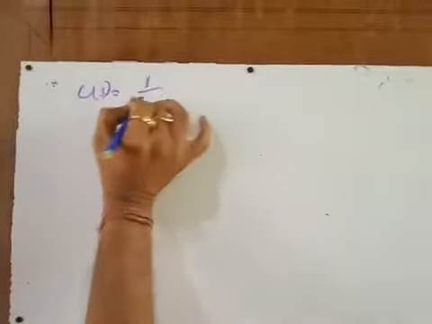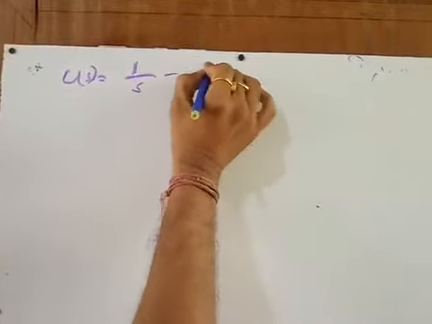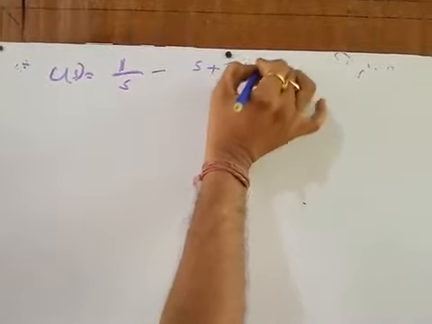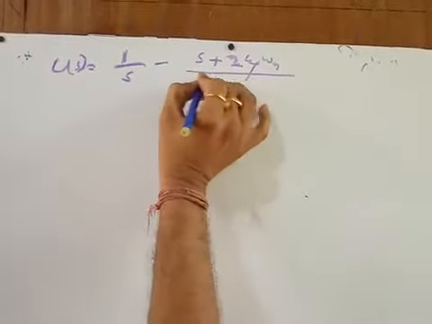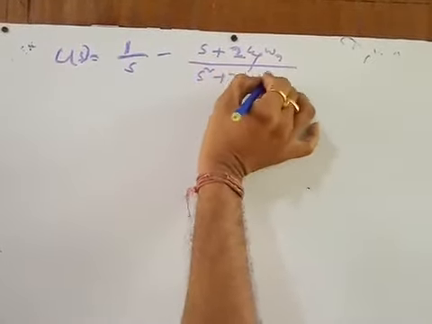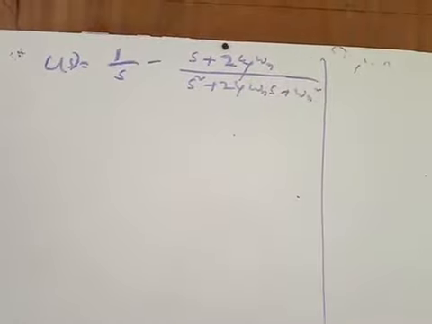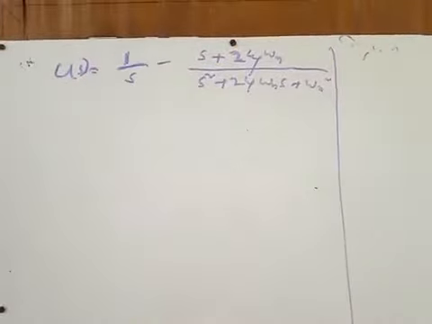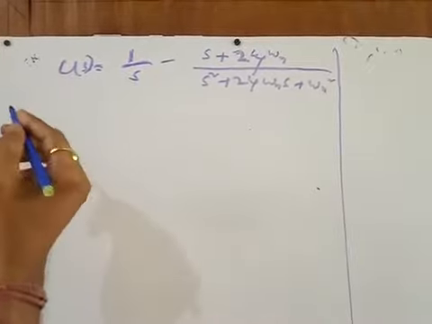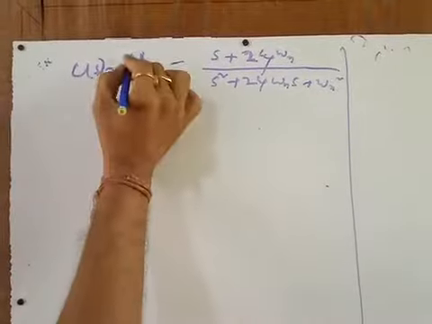That is, C(s) on the left hand side, A is equal to 1, so we can write 1 by s, minus of B means 1, that means s plus 2 xi omega n, that is the value of C, by s square plus 2 xi omega n s plus omega n square, right? So this is the value of C(s), and we have to get the value of c of t. That means you just have to take the Laplace inverse on the right hand side. So this part is having no problem.